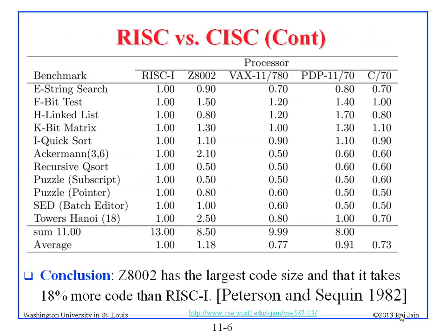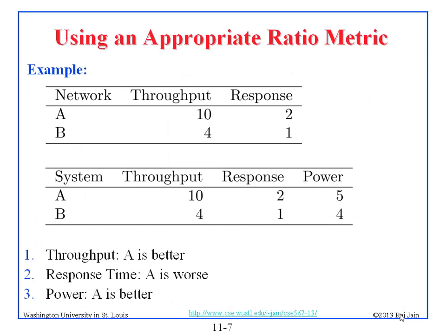So here is one where the ratio clearly could have been done the other way around, and people could have bugged it out both ways and seen if the conclusions are counter to each other, which they didn't. But sometimes the ratios are built into the metric, so you don't have to do this. For example, throughput and response time. Network A has a throughput of 10 and response time of 2. Network B has throughput of 4, response time of 1. But somebody may not even present you the throughput and response time. They may just present you power, and they could say, well, system A has a power of 5 and B has a power of 4.